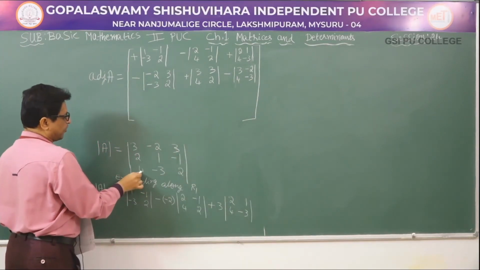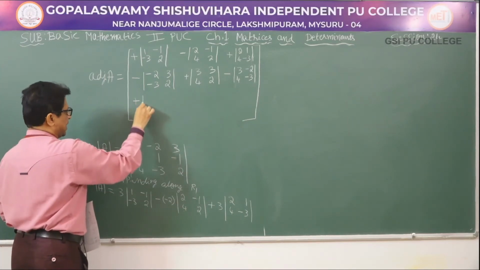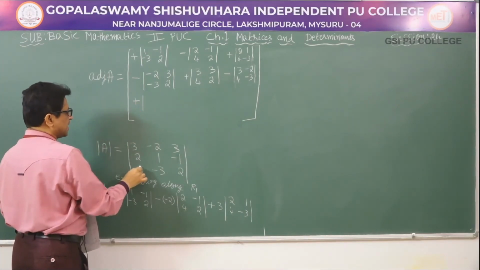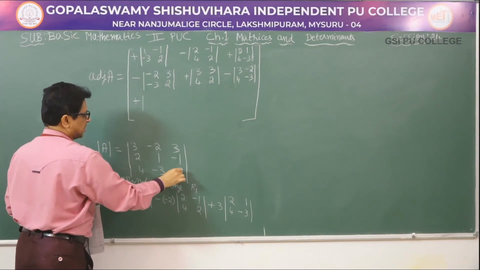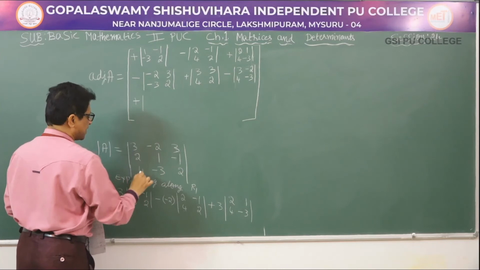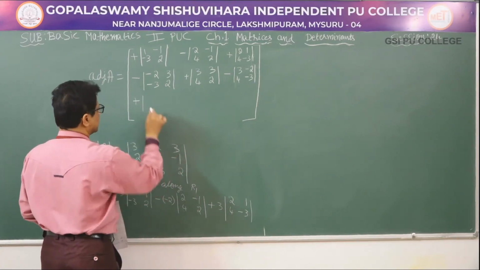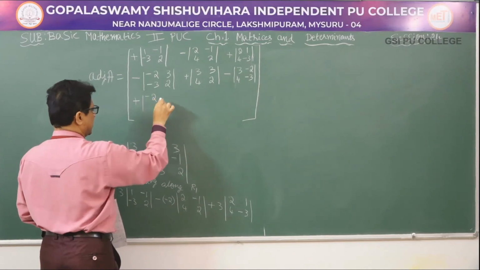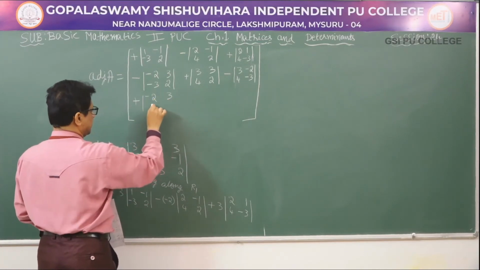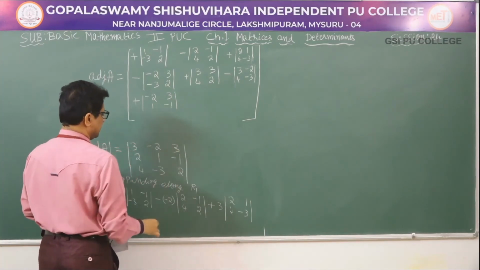Next we shall find the cofactor of 4. First we shall write the sign plus. 4 lies in the third row, first column. We eliminate the third row and first column and take the determinant of the remaining elements. That is determinant of minus 2, 3, 1, minus 1.